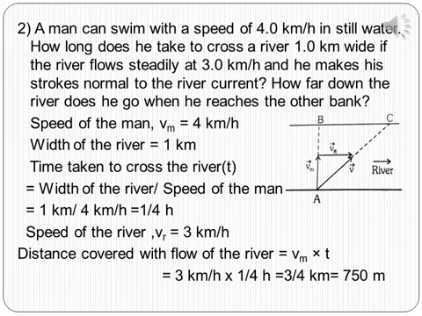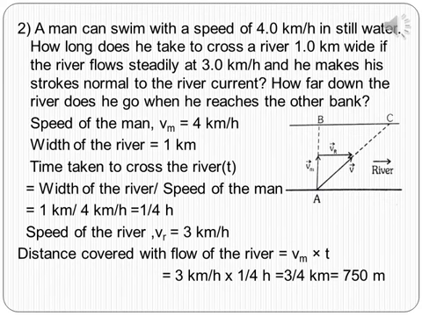The situation from the given question is shown in the figure. Given that the speed of the man Vm is equal to 4 km per hour, the width of the river is equal to 1 km. Then the time taken by the man to cross the river is T equal to distance divided by speed, which is the width of the river divided by the speed of the man, equal to 1 km divided by 4 km per hour, equal to 1 by 4 hour.